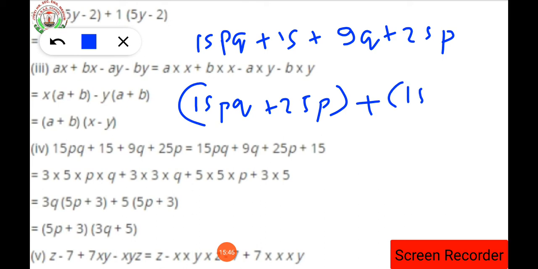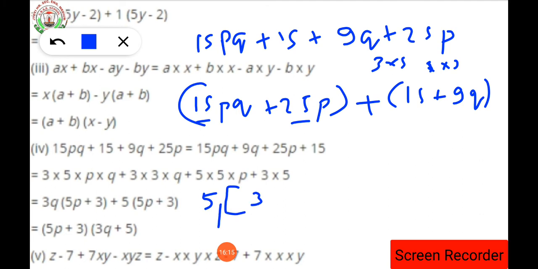Now 15 plus 9, 15 and 9 are coming in the table of 3, isn't it? Now here 15 and 25 are coming in the table of 5, so we can take 5 as a common. So 15 can be written as 3 fives are 15, isn't it? 25, that means 5 into 5, 25. So if we take 5 as a common, then what is the number left out? That is 3. And take p also common, because in both the terms p is present, isn't it? So what is the number left out? That is 3q plus 5.